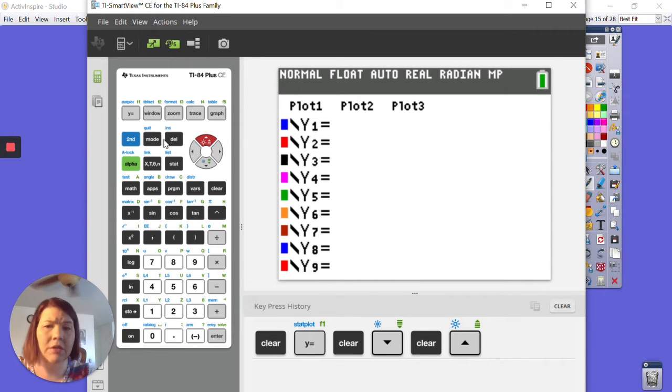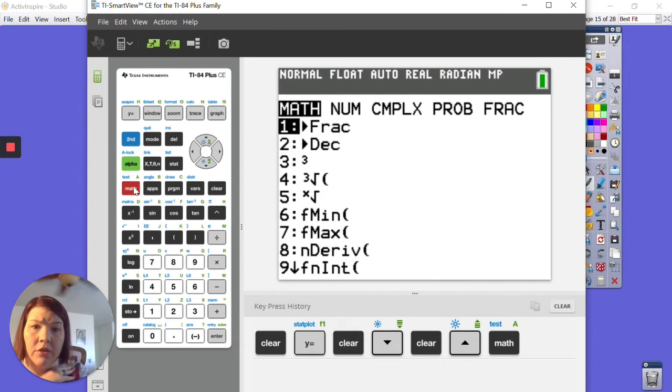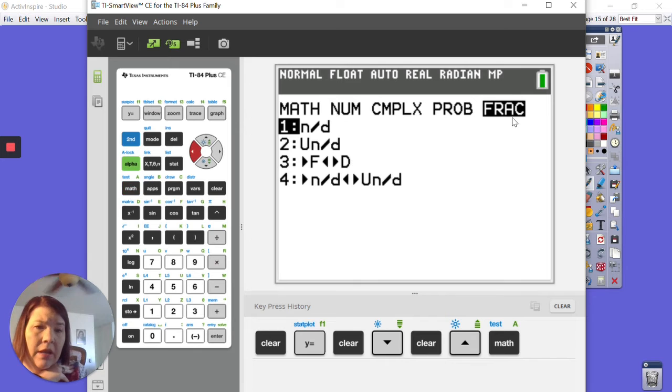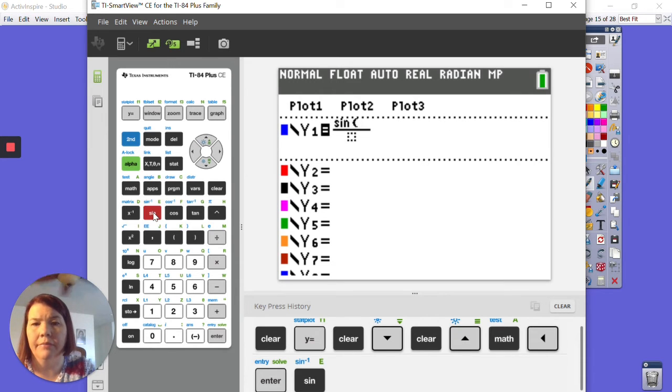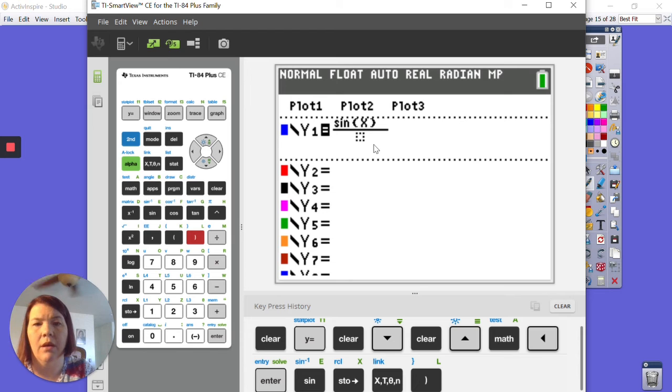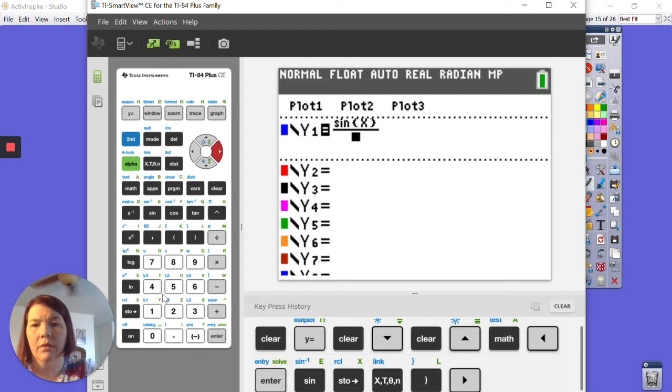First thing I'm going to do is just go ahead and type. One of the cool things, I don't know if you know, is that you can type a fraction that looks like a fraction. Under math, in the fraction line, number 1 will give me a fraction. See how it's already a fraction. That's kind of nice. And then sine is right here, sine of x, close parentheses, all over x. Okay, so I have that.